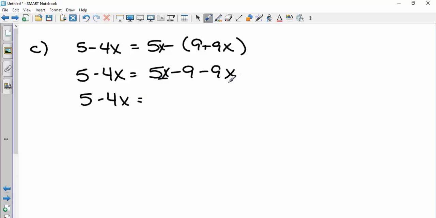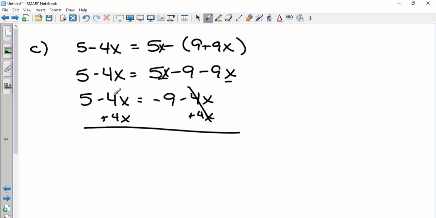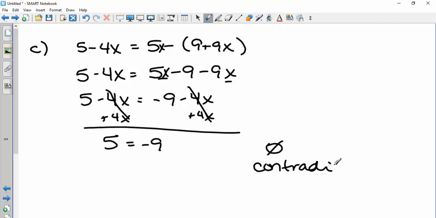Okay, if we combine like terms, we get negative 9 minus 4x here. If I add my 4x to each side, those cancel, and we get 5 equals negative 9. What does that mean? Right. I do want you to write the solution, which is no solution, and tell me contradiction. So on those, I will ask for the solution, and then I'll say I label it as an identity, contradiction, or conditional. I'll give you the word choices.